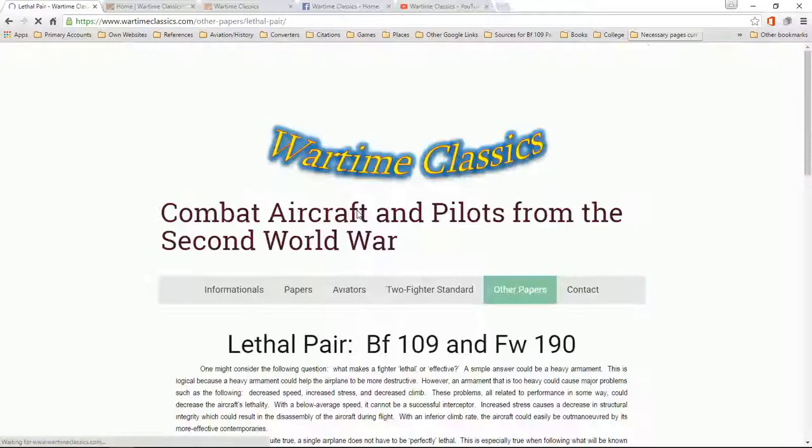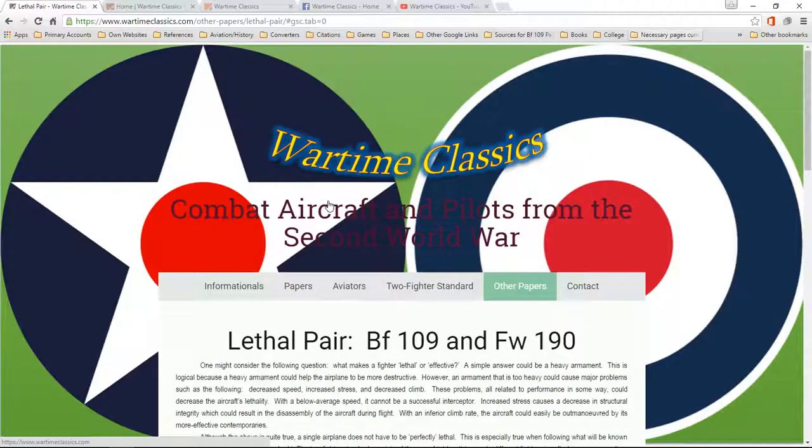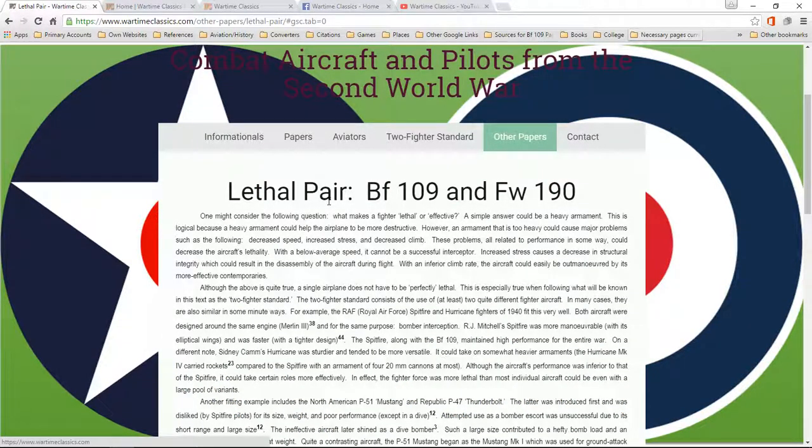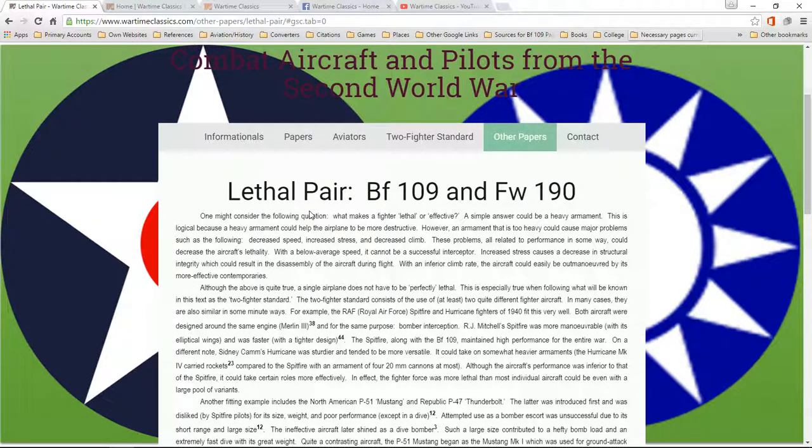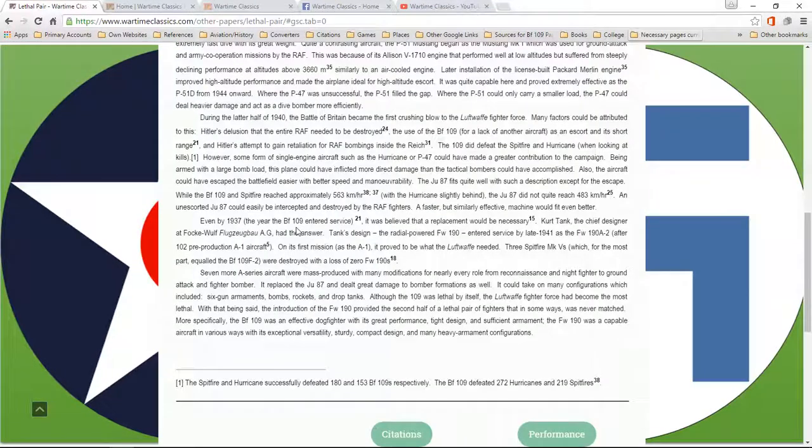So the paper I was just talking about is here. It's The Lethal Pair, Bf-109 and FW-190. This one I wrote back during July and August of 2016, and it essentially uses the two-fighter standard as the basis, as the foundation for analyzing how they were important during the war.